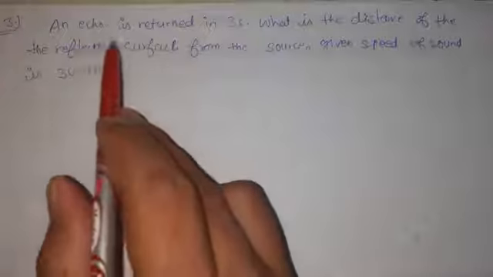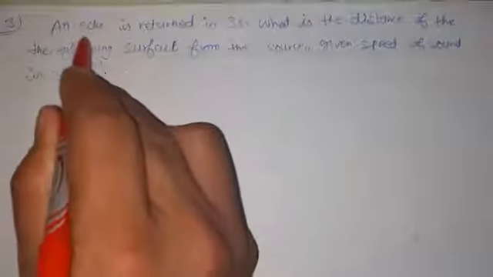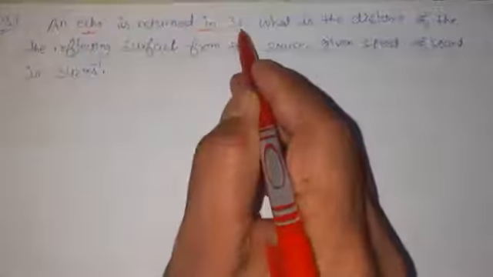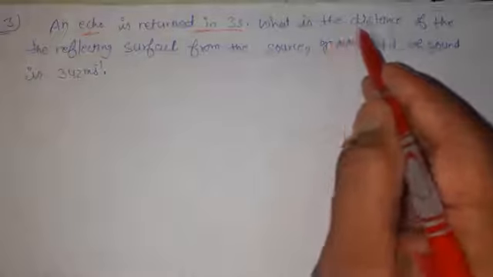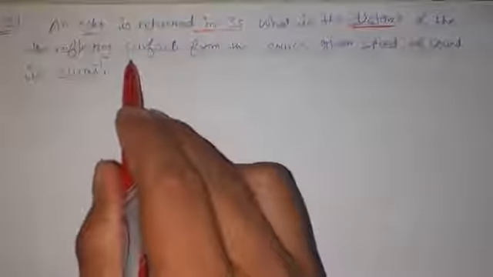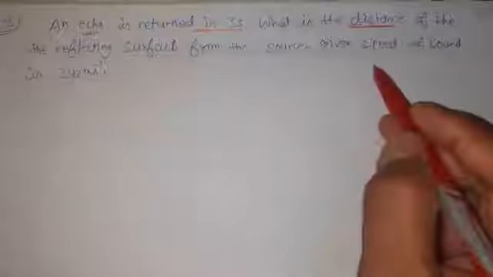In question number 3, an echo is returned in 3 seconds. So this is the case of echo, and this echo is in 3 seconds. What is the distance of the reflecting surface? We have to find out the distance of the reflecting surface from the source. Given the speed of sound is 342.